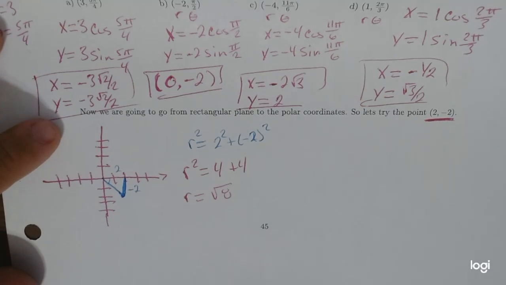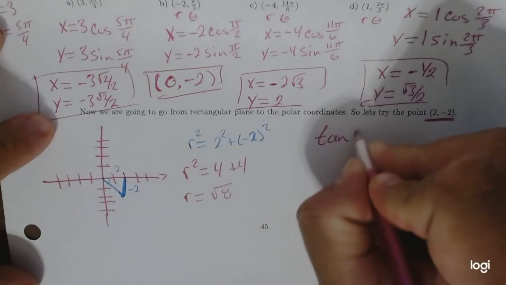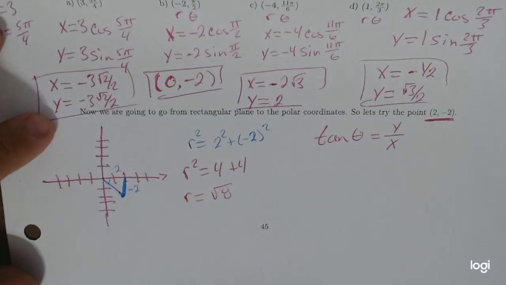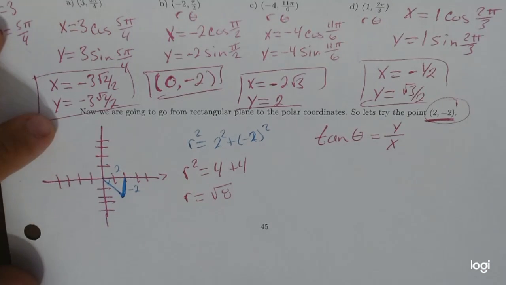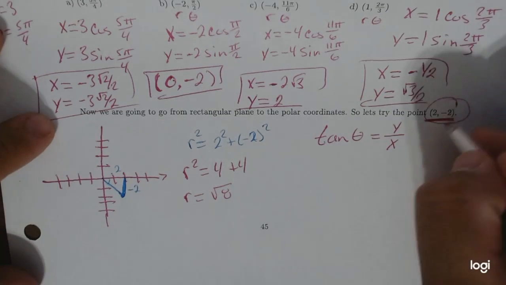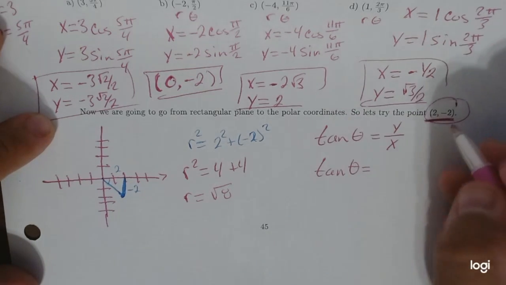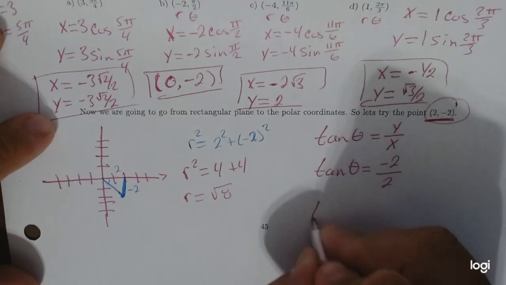So that's how we're going to find r. Theta is going to be a little different, okay? So I'm just going to straight out tell you what you're going to use, instead of trying to manipulate it. We're always going to be using tangent theta is equal to y over x. And we're just going to solve backwards to find theta, okay? So for instance, this is x and y, so tangent theta is going to be -2 over 2. So that's just going to give you -1.